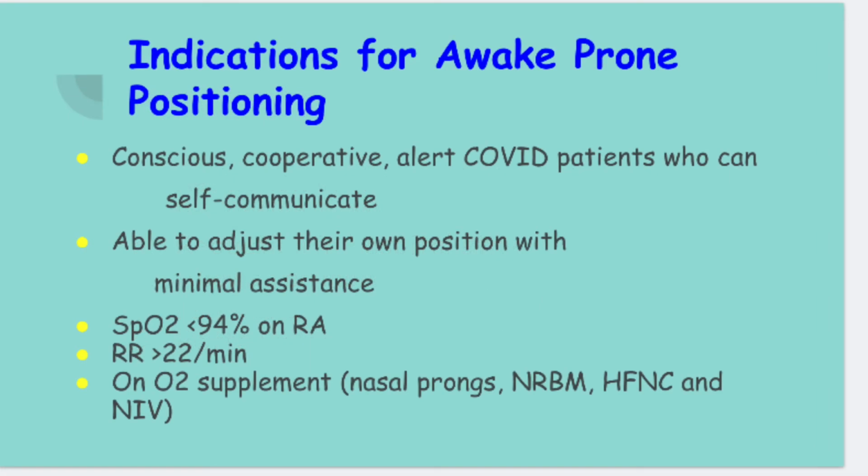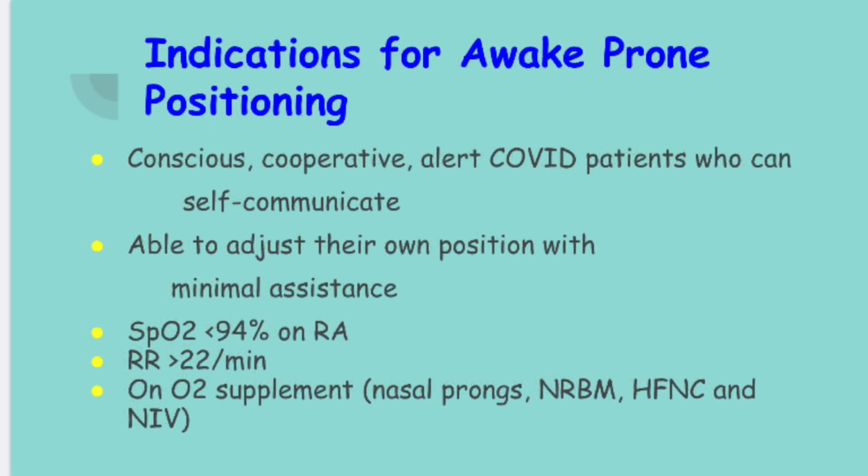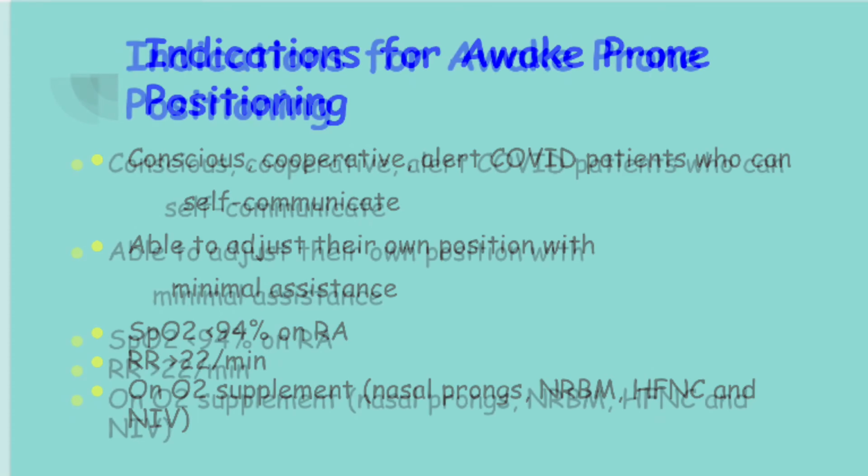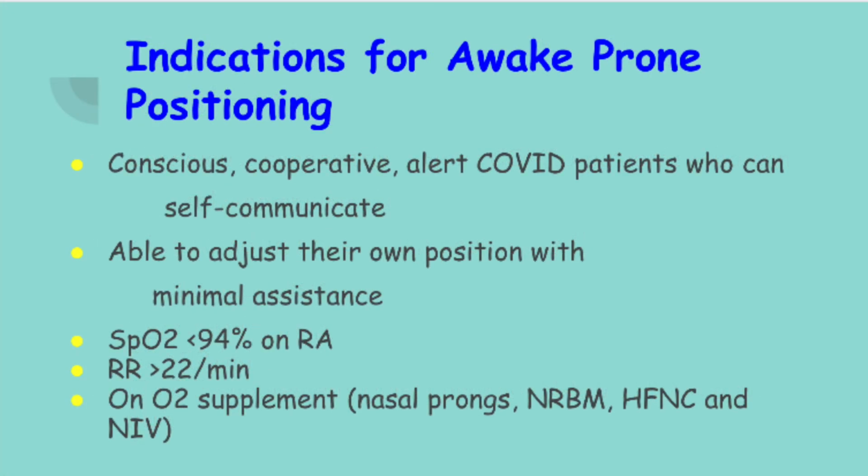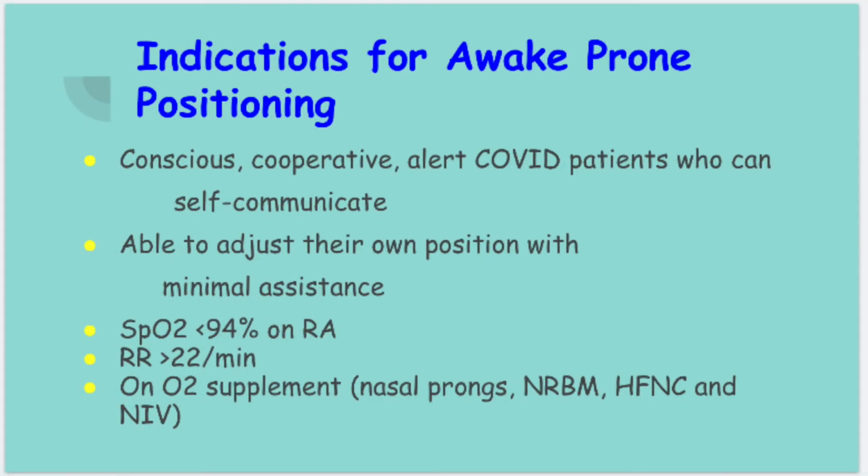The patients that will benefit most from this treatment are those conscious, cooperative, alert COVID patients who can communicate their needs, patients who are able to adjust their own position with minimal assistance, patients with pulse oximetry reading of less than 94% on room air, and breathing more than 22 breaths per minute, using oxygen supplements such as nasal prongs, non-rebreather mask, high-flow nasal cannula, and non-invasive ventilation.